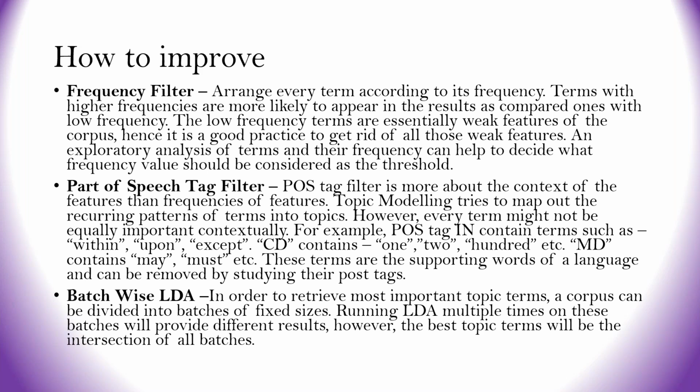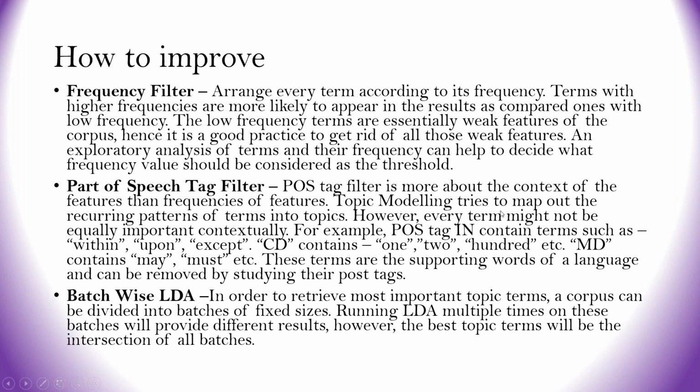Parts of speech is nothing but dividing the sentences into subject, verb, noun, determiner, adjective, noun phrase, verb phrase. Those kinds of things, we will be dividing in the given sentence. It looks like a parse tree, like we might have studied in compiler design. So the POS tag filter is going to look at the context rather than the words, as in the frequency filter. The POS tag filter is more about the context of the features.